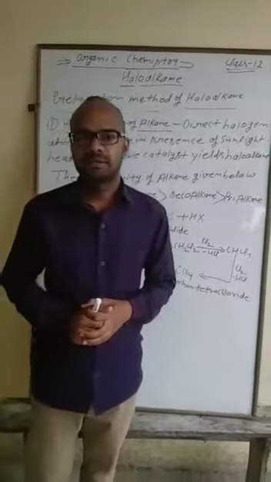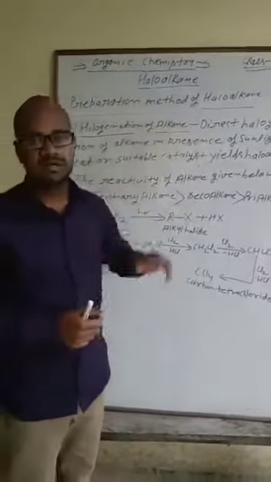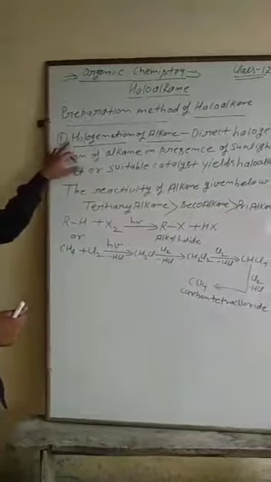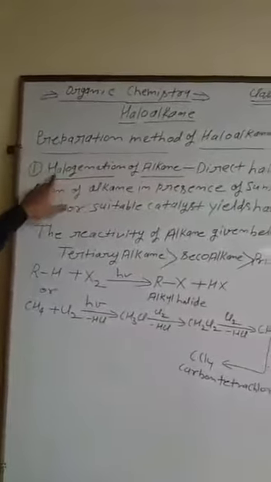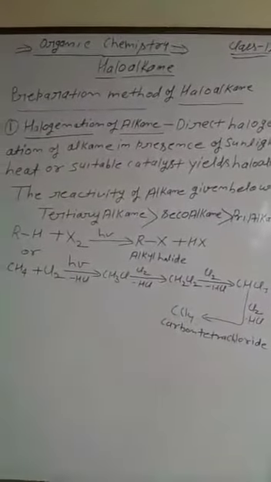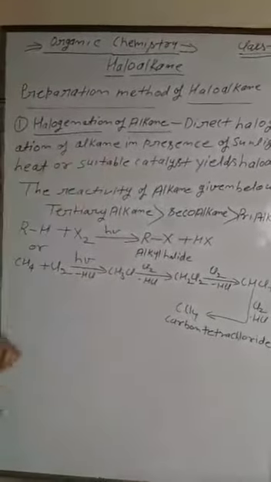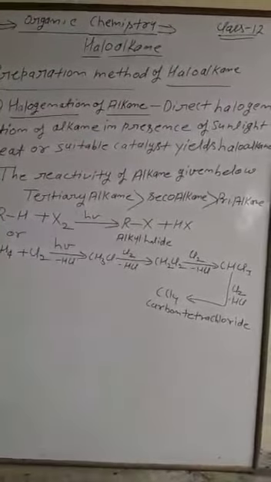Haloalkanes, but today's discussion is on the preparation methods of haloalkanes. The first method of preparation of haloalkanes is halogenation of alkane. We remember that direct halogenation of alkane in the presence of sunlight, heat or a suitable catalyst yields haloalkane.